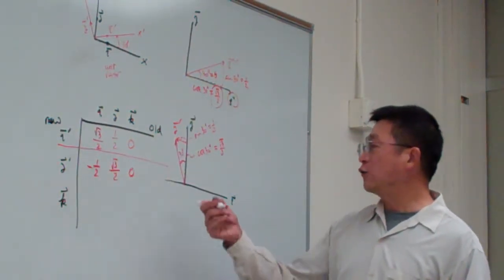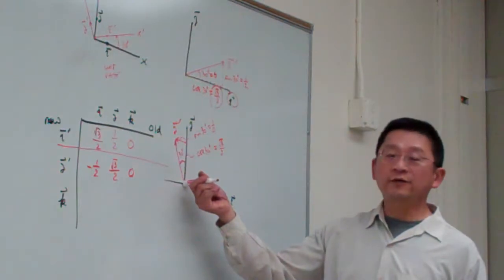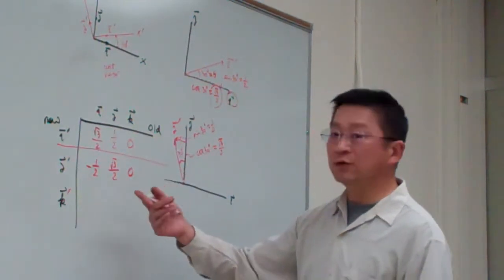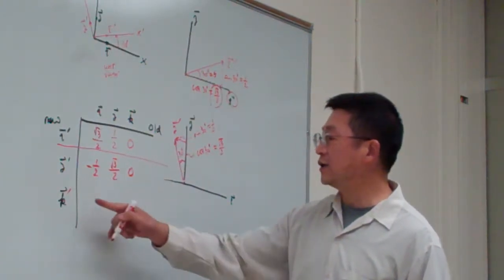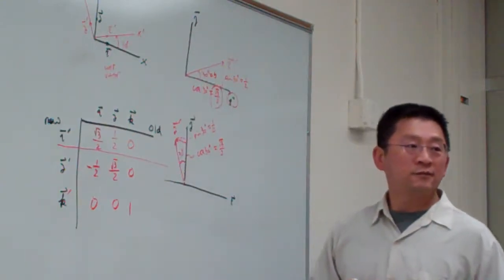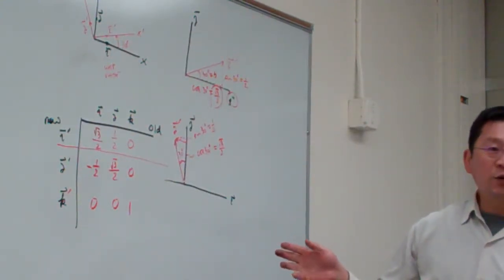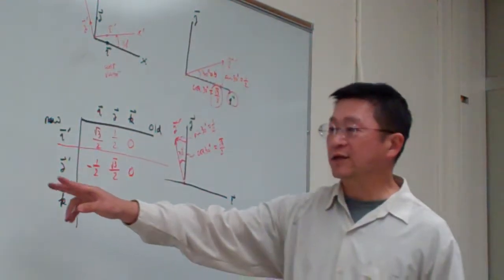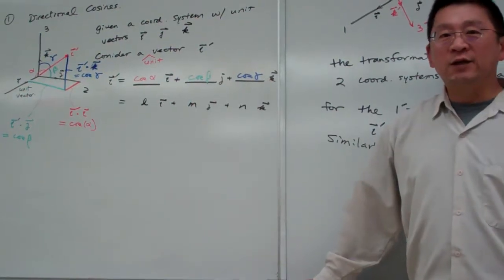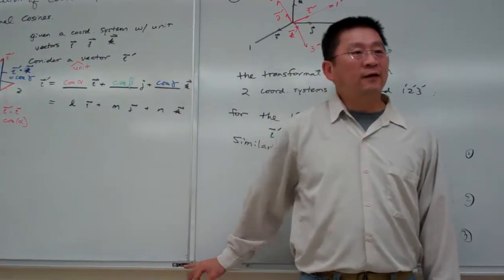Okay. Now we come to the z direction. The z prime, basically k equals k prime. So k equals k prime. So it's 0, 0, 1. So using this example, we can quickly build up the content. And here, those symbols, forget it. Those ones are just for introducing the definitions and concepts. Okay?